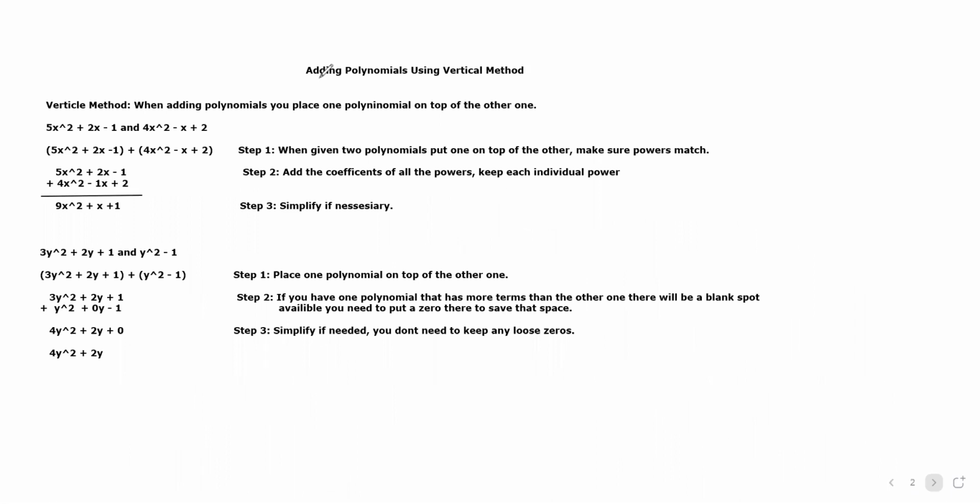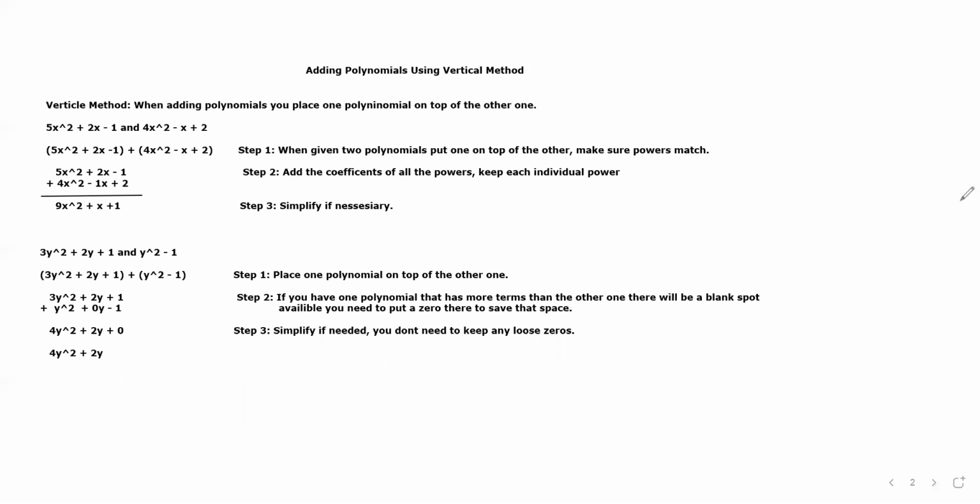So right here, adding polynomials using the vertical method. The vertical method is when adding polynomials, you place one polynomial on top of the other one. This should bring you back to regular addition, like when you add things by hand using the standard algorithm, the standard method. It's the same concept. I have a polynomial on top, a polynomial on the bottom, and I'm going to add all the numbers that I'm able to add.